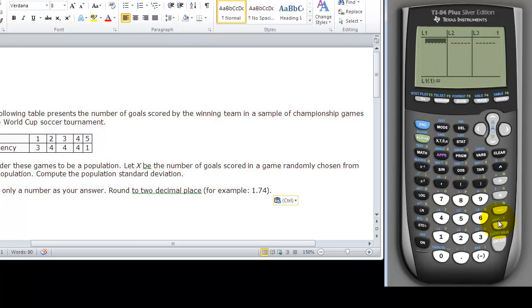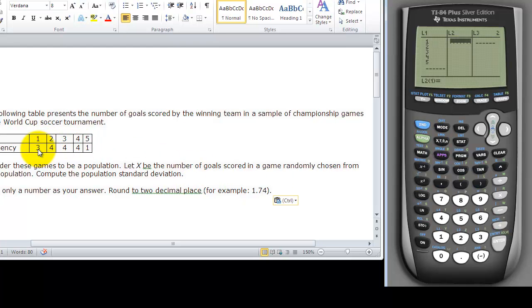L1 needs to be the goals, because that's what we're interested in. So we'll have 1, 2 goals, 3 goals, 4 goals, and 5 goals. And then over in L2, we're going to put the frequencies.